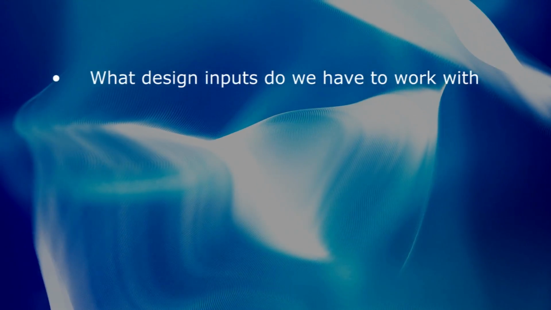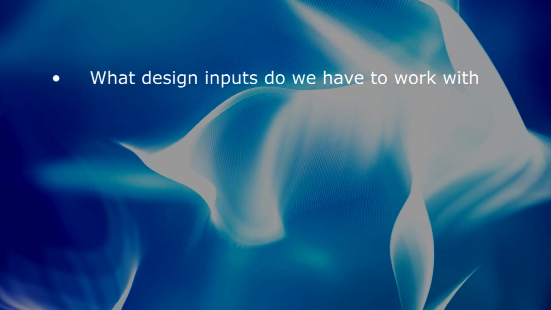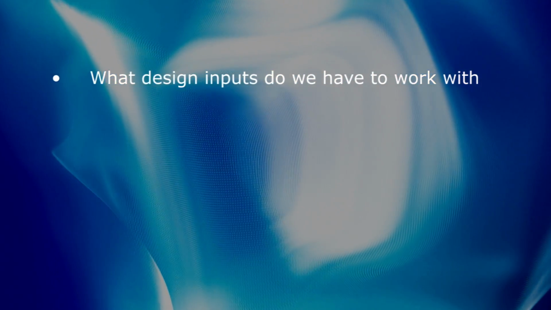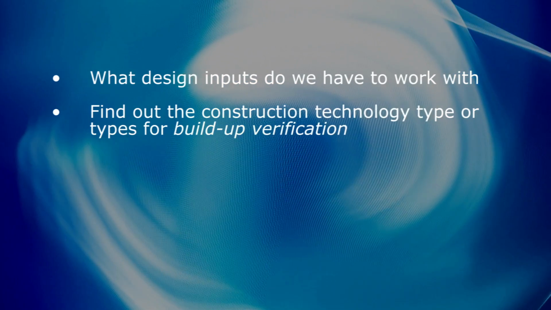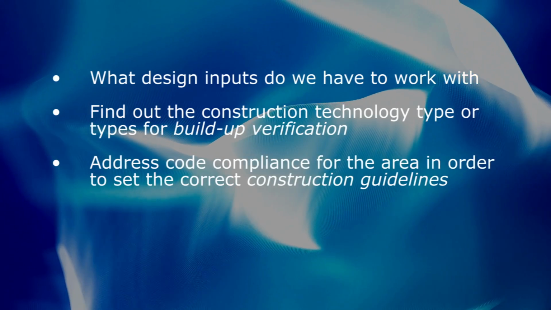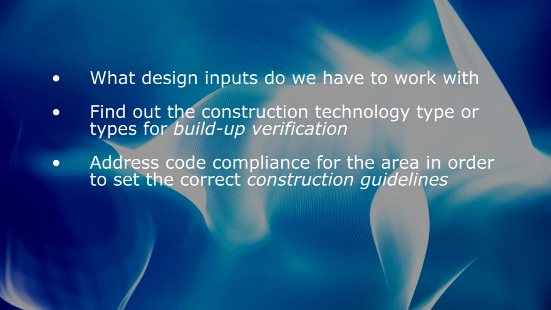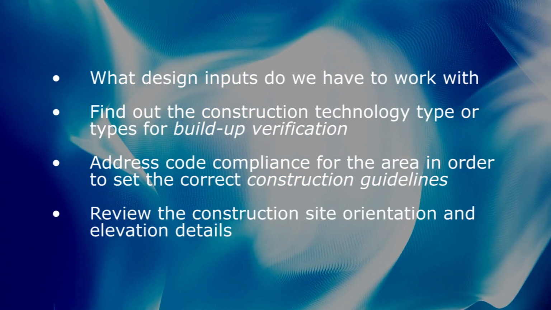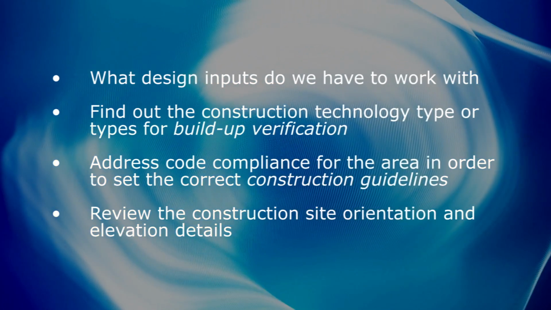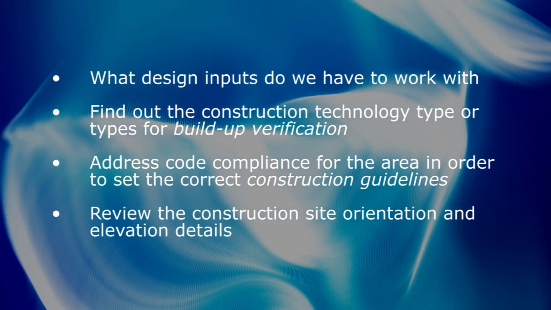On any design project, there are several key elements that have to be reviewed to make incorporating 3D design tools as seamless as possible. First, what design inputs do we have to work with? No design at all, scanned line drawings, illustrations, or 2D or 3D CAD files. Then we have to find out the construction technology to be used for build-up verification. We have to address scope compliance for the area in order to set the correct construction guidelines. And then we have to review construction site orientation and elevation details in order to make sure the proper floor heights and offsets are used in the 3D design.